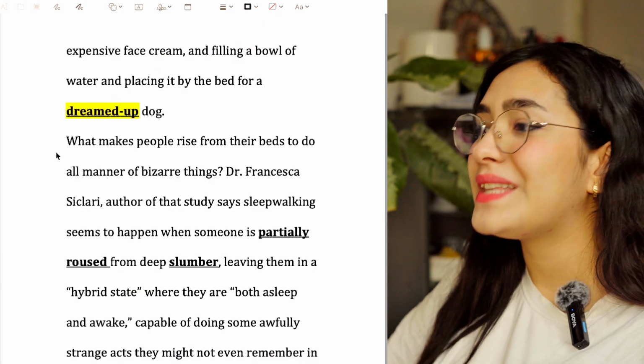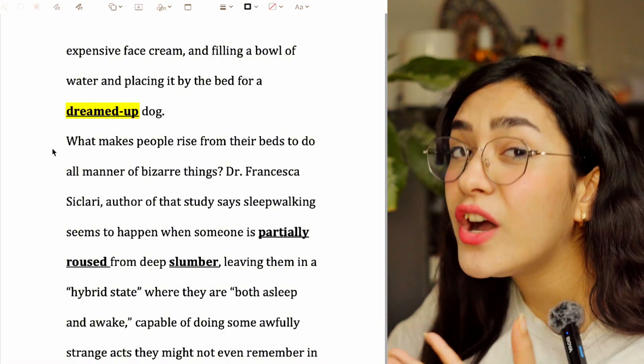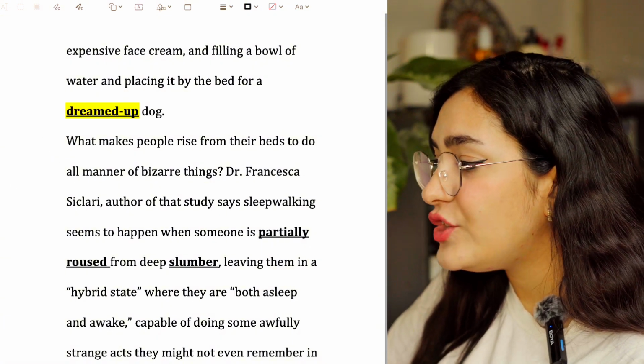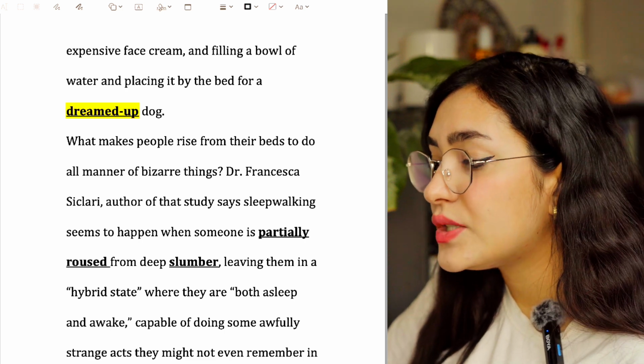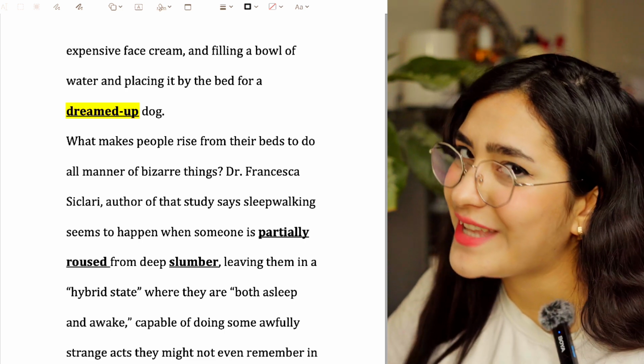Dreamed up means imaginary, fabricated, and unreal. As you can see, it's dreamed up. It's an adjective, dreamed up dog. The story was a dreamed up tale of adventure and fantasy.